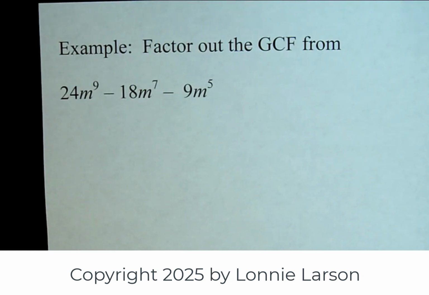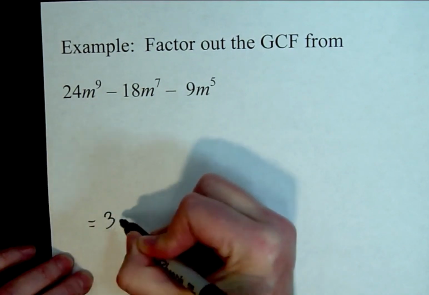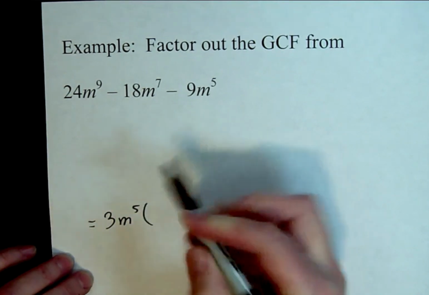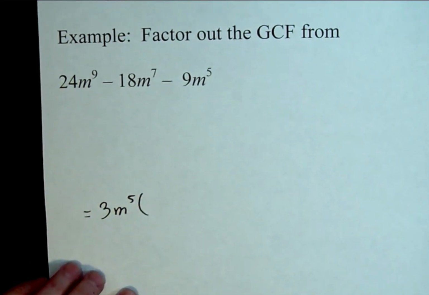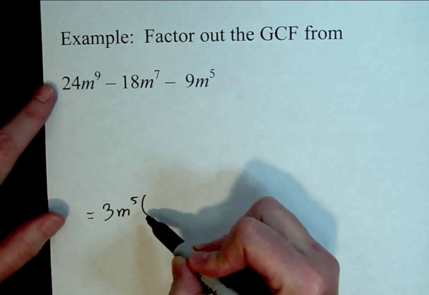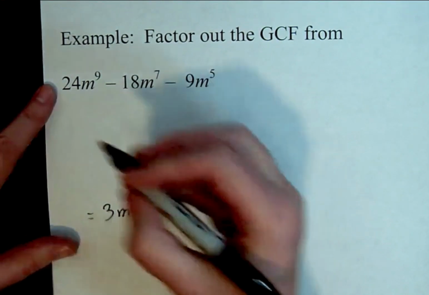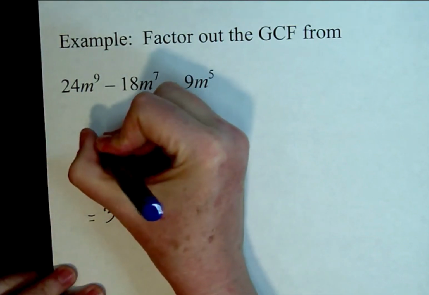Okay, so we said the greatest common factor was 3m to the fifth. So I'm going to factor that out, and I'm deliberately leaving some space here to go back and fill in a step that will help some of you, but some of you won't need. Actually, let me fill that in right now, because for those of you that need it, the answer may not make sense without it.